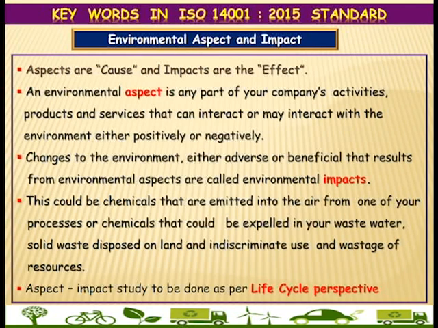These could be chemicals that are emitted into the air from one of your processes, or chemicals that could be expelled in your wastewater, solid waste disposal on land, and indiscriminate use and wastage of resources. Aspect impact study is to be done as per life cycle perspective.